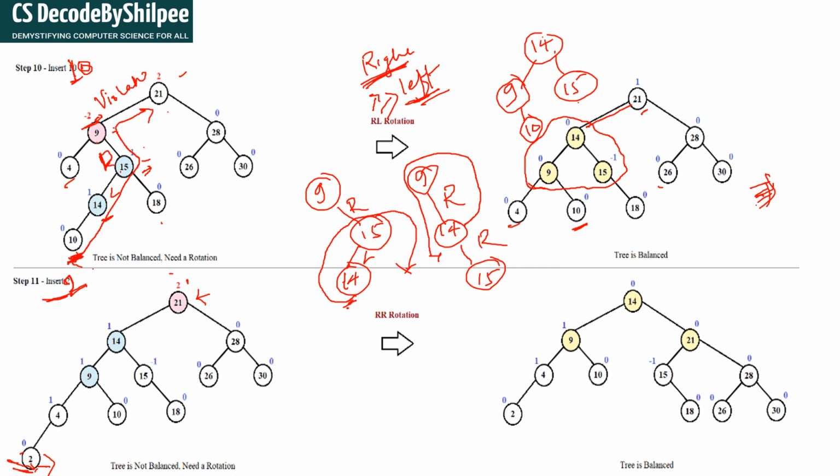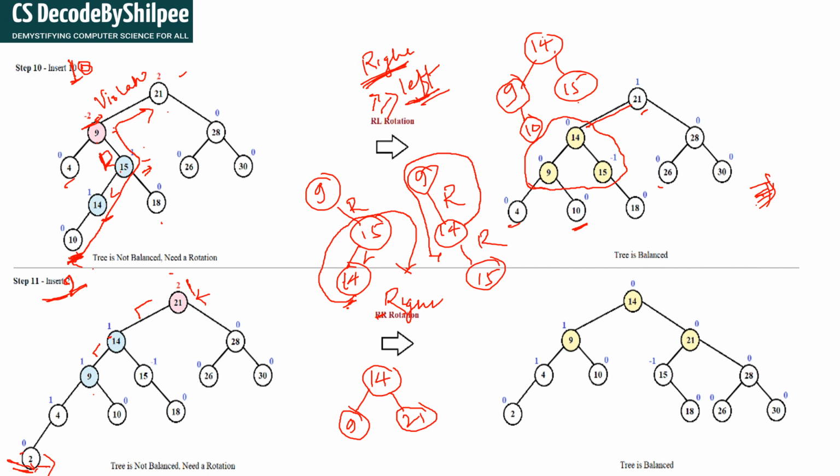The violation occurs at 21. From 21 onwards, check which child it is: left child, and then this is also a left child. So we take the rotation accordingly: we perform a right rotation, and that too from the middle node. The middle is 14. So 14 becomes the root, 21 becomes the right child, and 9 becomes the left child. So I have performed the rotation between 21, 14 and 9, and this is the LL situation.